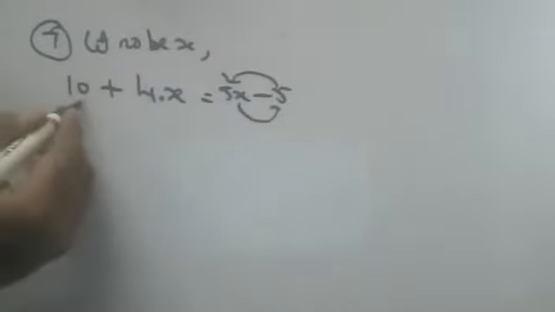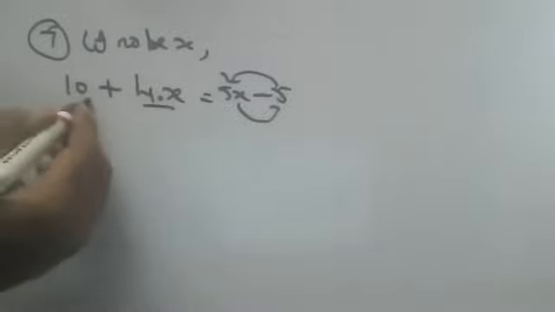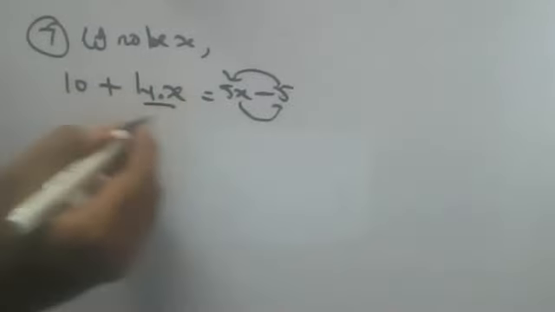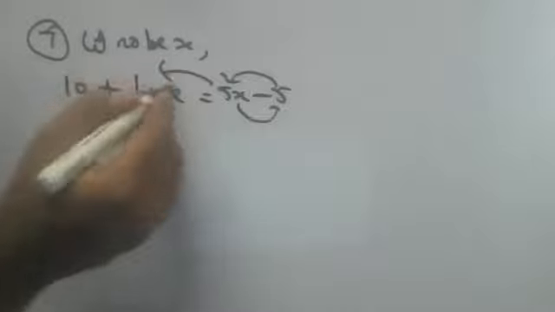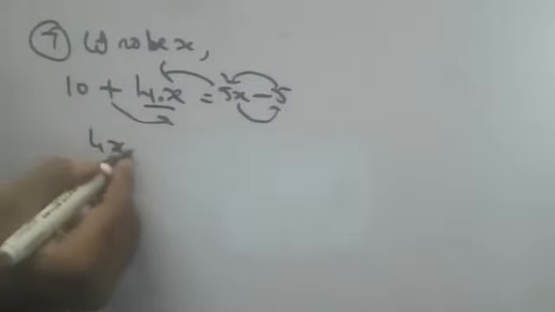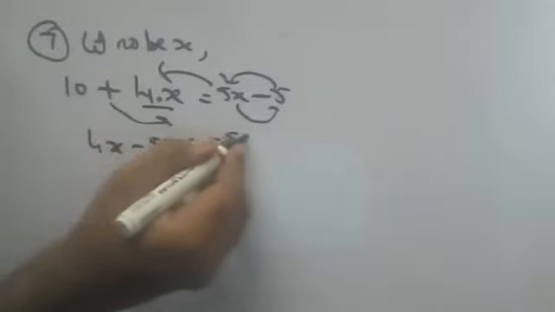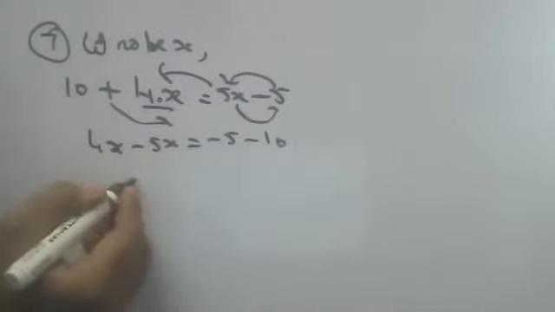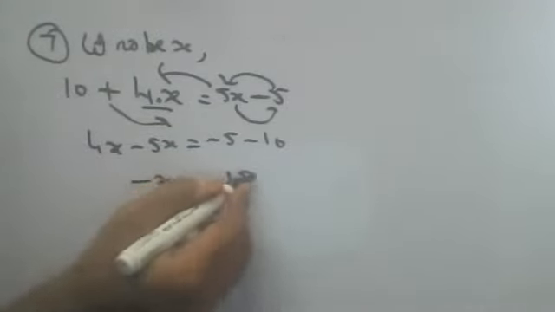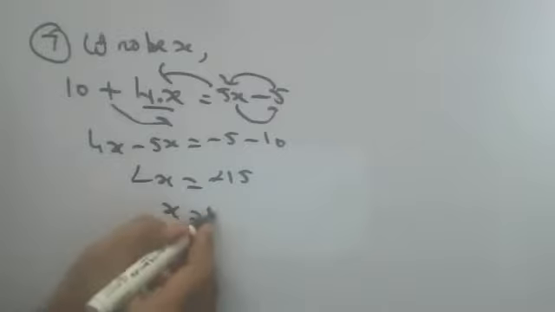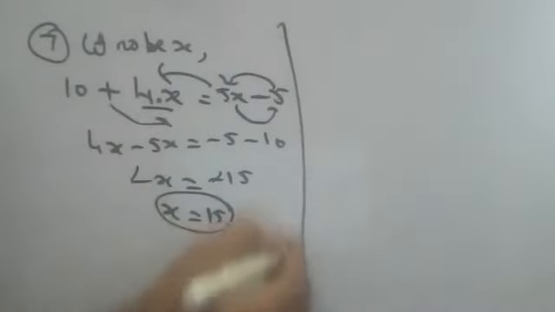So 4 times the number added to 10 is equal to 5 less than 5 times the number. Bring all x's onto one side, normal numbers onto the other side. 4x minus 5x is equal to minus 5 minus 10. 4x minus 5x is minus x, is equal to minus 15. Minus minus cancel. x is equal to 15.